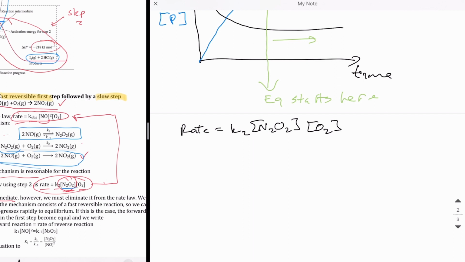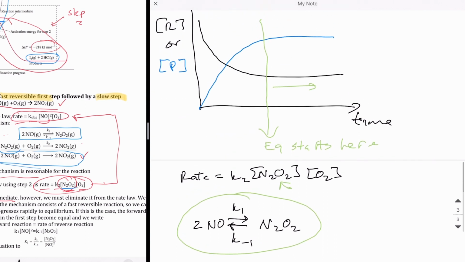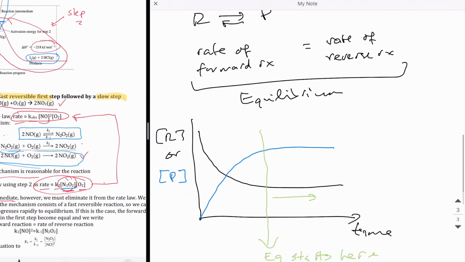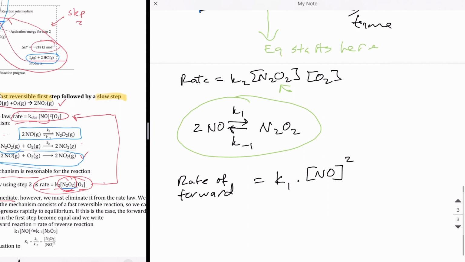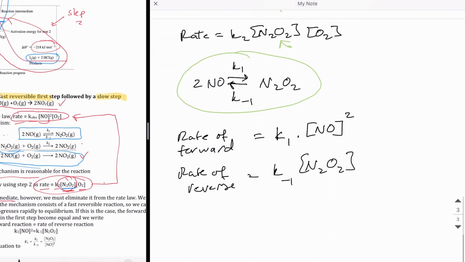Remember that we don't want this intermediate concentration to appear in our rate law. And we just said that equilibrium means the rate of the forward reaction is equal to the rate of the reverse reaction. Since reaction 1 is at equilibrium, we can apply that concept here. The rate of the forward reaction is just K1 times NO concentration squared. Now again, how can I use the coefficient as my order? Because this is an elementary step. What about the rate of the reverse reaction? It will just be K minus 1, the symbol for the reverse rate constant, times N2O2 to the first power, because that's the coefficient of N2O2.